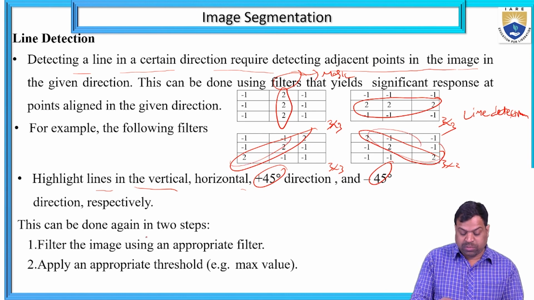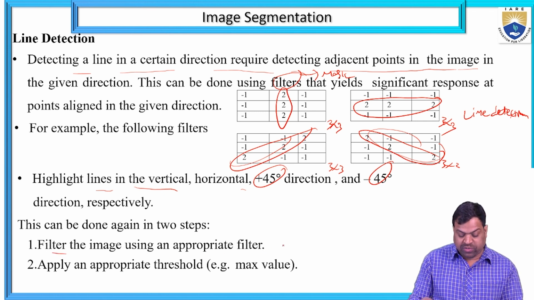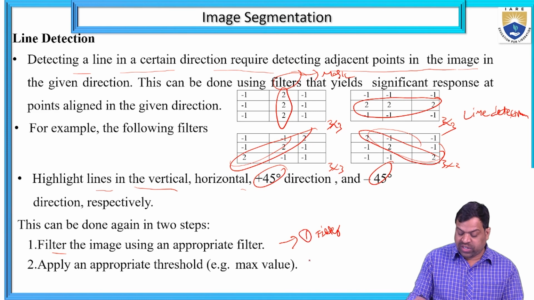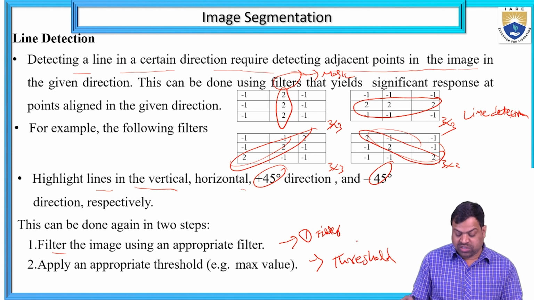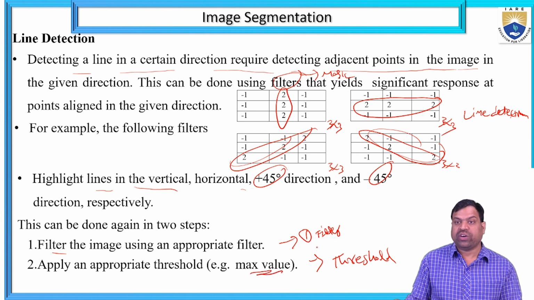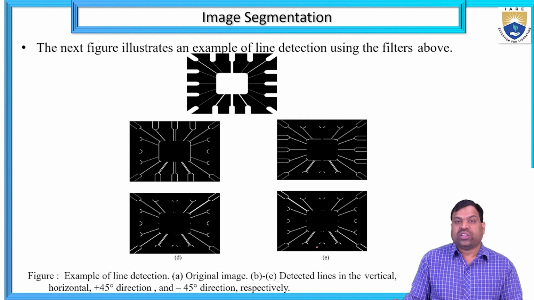This can be done again in two steps. Filtering the image using an appropriate filter, and applying an appropriate thresholding. Using the filter and using the threshold, that is the maximum value. The next figure illustrates an example of line detection using the filters above.